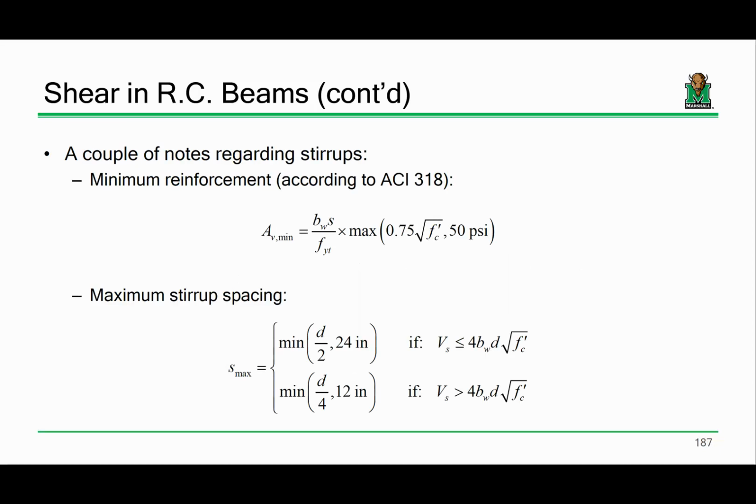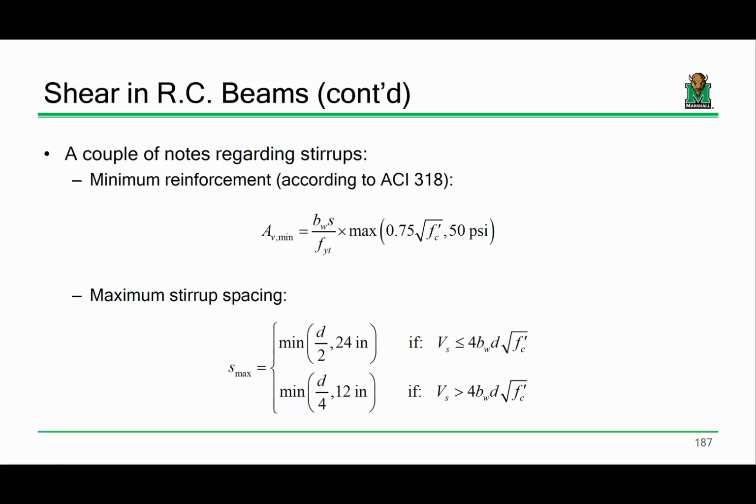Now, a couple of notes regarding reinforcement. This isn't going to be so important from an analysis perspective. We're going to use these values later on when we design a reinforced concrete beam for shear. They're basically going to provide us limits and means for selecting our stirrup layouts. But for now, I just want to throw them out here so that you see them. ACI has a couple of limits on stirrups, for safety and ease of construction. So, a couple of notes.